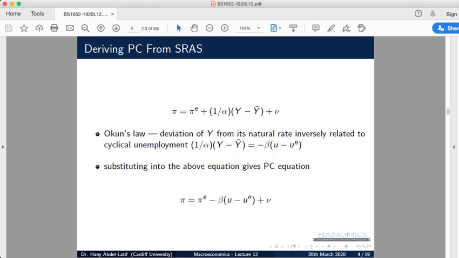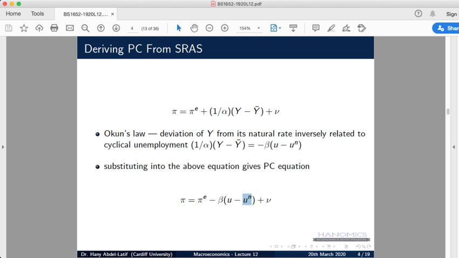So from here we used what we learned about Okun's law, this negative relationship between cyclical unemployment and the natural rate of output, or the full employment output level. That means this term here we could replace with this term, which relates inflation directly to cyclical unemployment, or the gap, the difference between the actual unemployment rate and the natural rate of unemployment. Okay, so this is where we stopped last time.